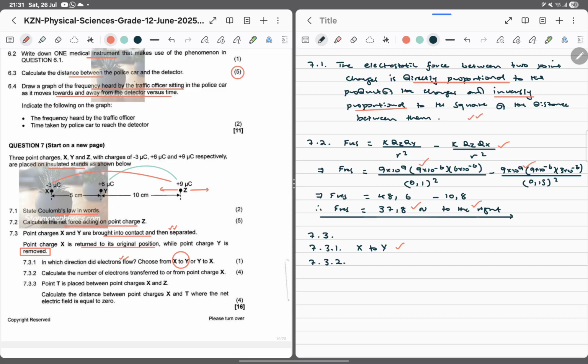7.3.2 says calculate the number of electrons transferred to or from point charge X. Okay. Now, to know the number of electrons transferred, we need to first calculate the charge that remains, right? And so the charge that remains is going to be those two charges added together, and we divide by 2. Then we use our so-called quit equation to sort this out.